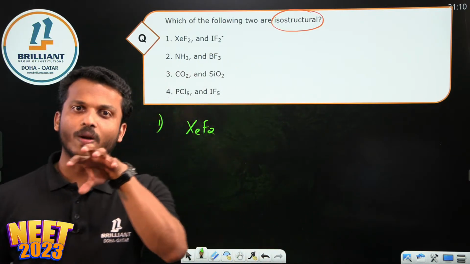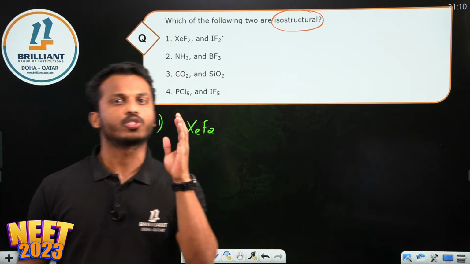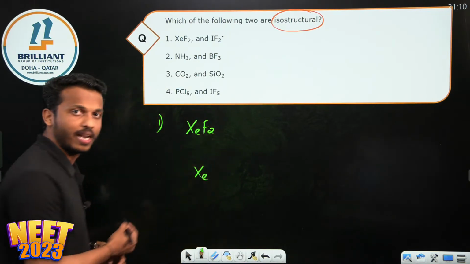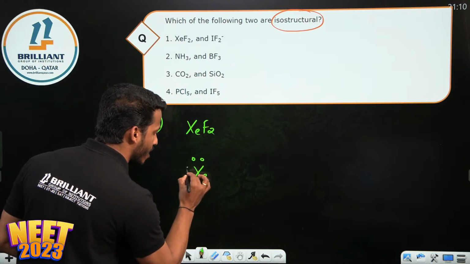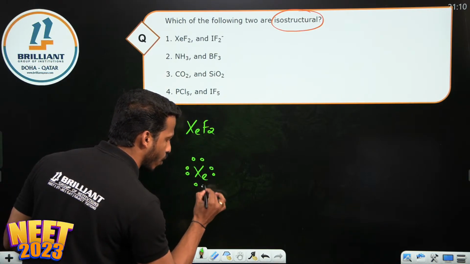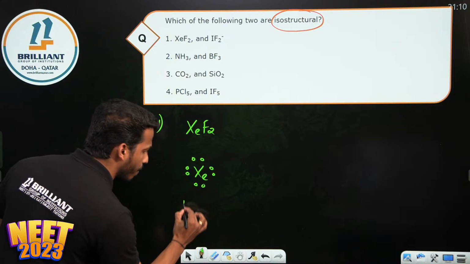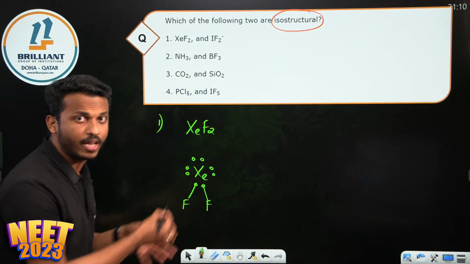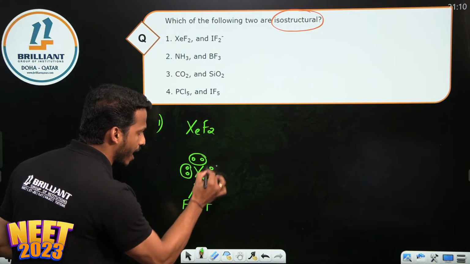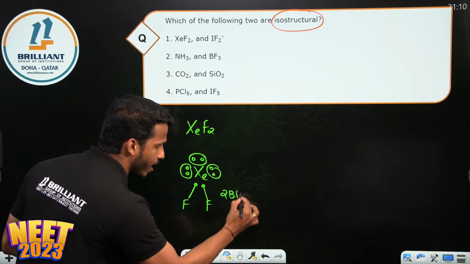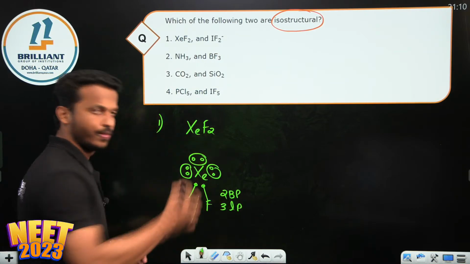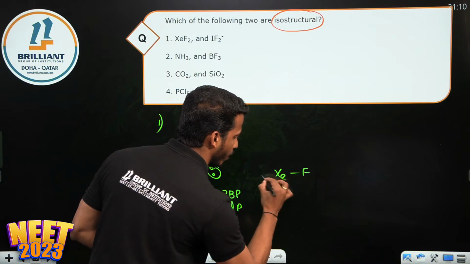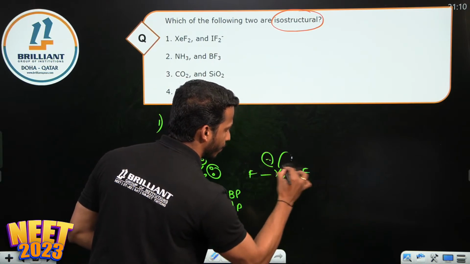If the bond pair and lone pair on the central atom are the same, their structures are almost the same. For example, Xe, xenon, is the central atom. Xenon is a noble gas, so it has 8 valence electrons. It is surrounded by 2 fluorine atoms, and each fluorine needs 1 electron to complete its octet. So it has 2 bond pairs and 3 lone pairs. Its shape is linear. Which one? XeF2. It has a linear shape.